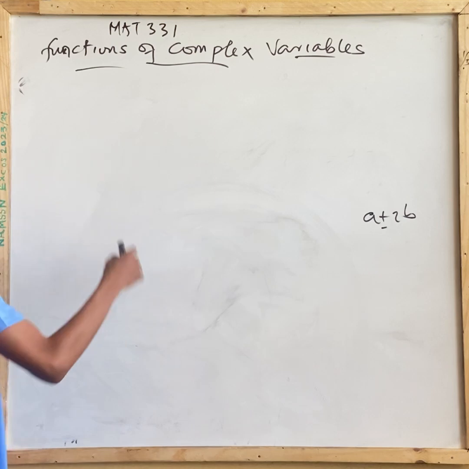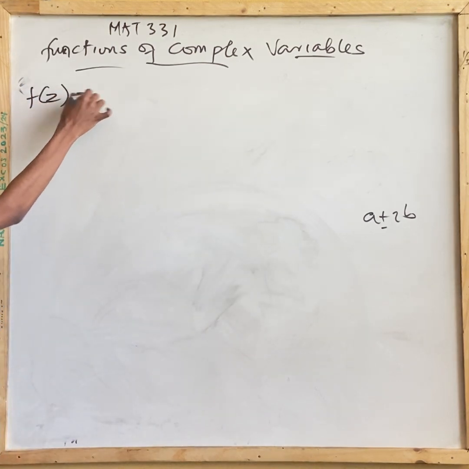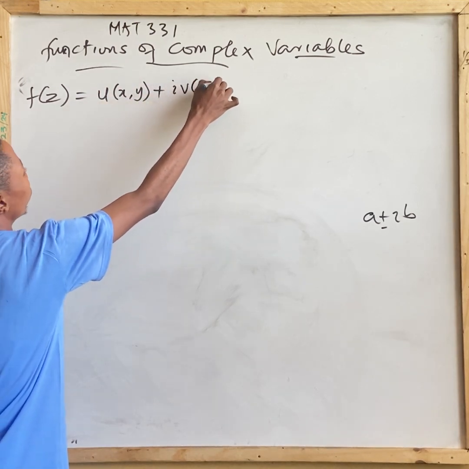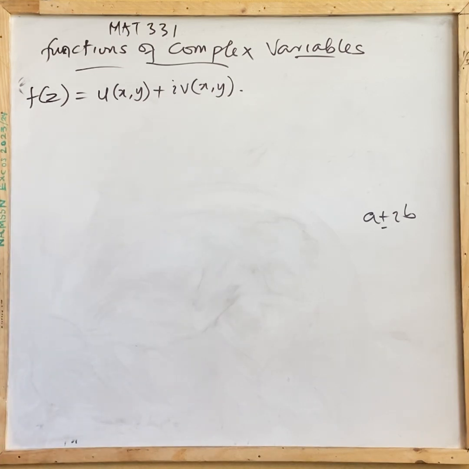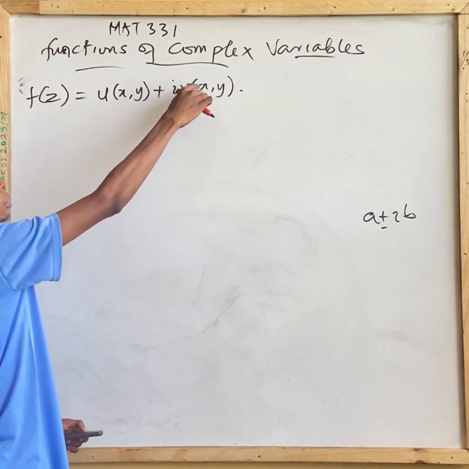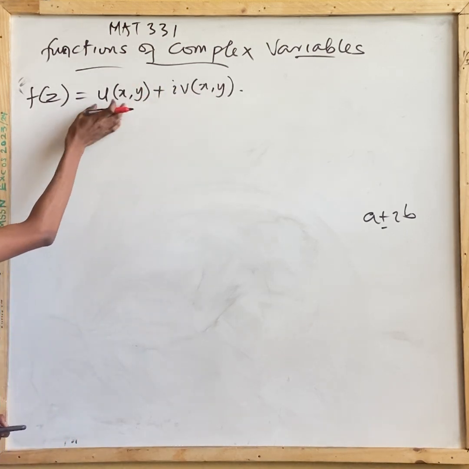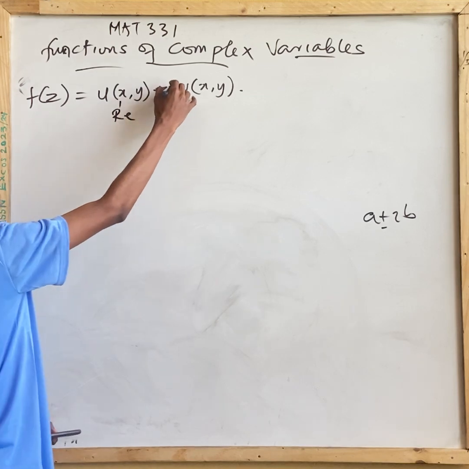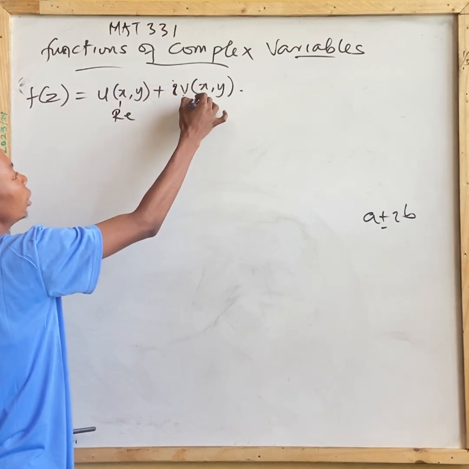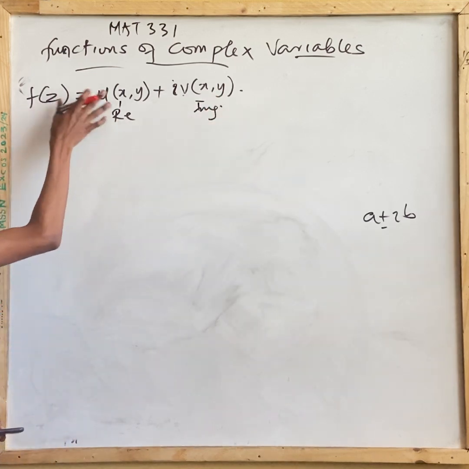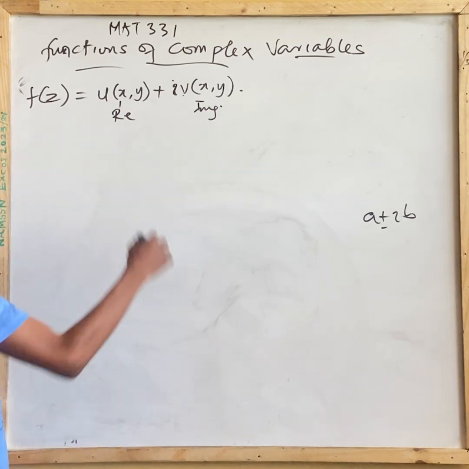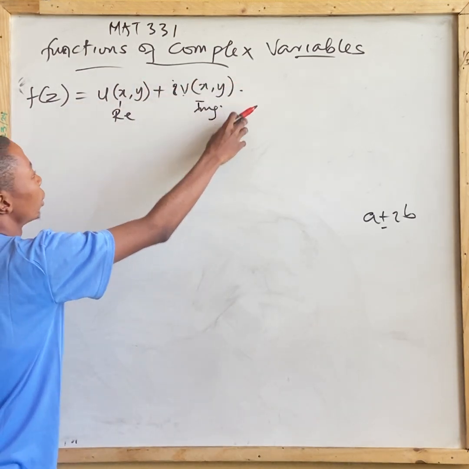So suppose I have a function f of z equals u(x,y) plus i v(x,y), where u is a function of x and y, and v is also a function of x and y. So everything here represents the real part, and because of this i, everything here is the imaginary part. Any expression in this form is a complex variable, f of z: u of xy plus i v of xy.